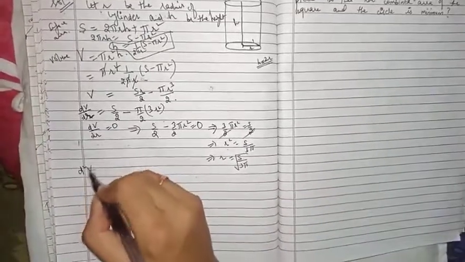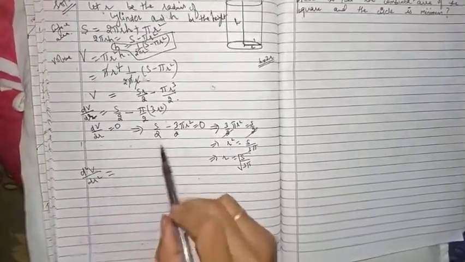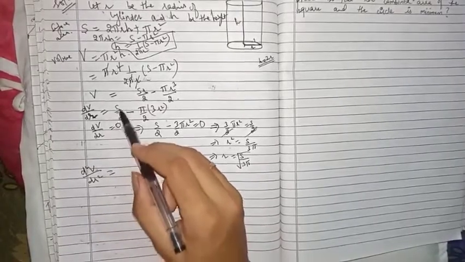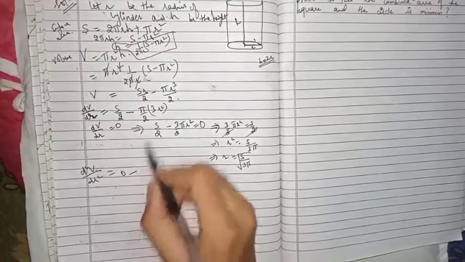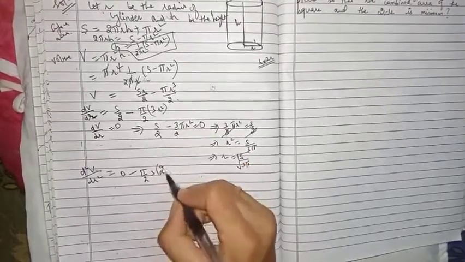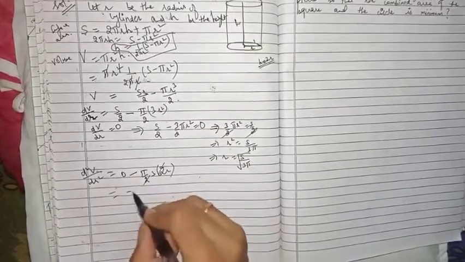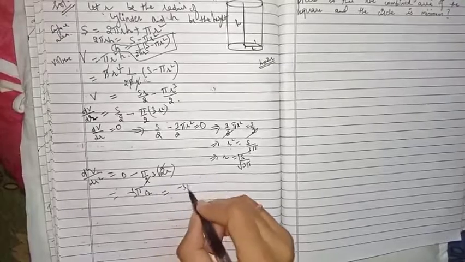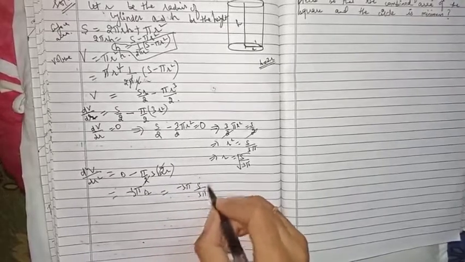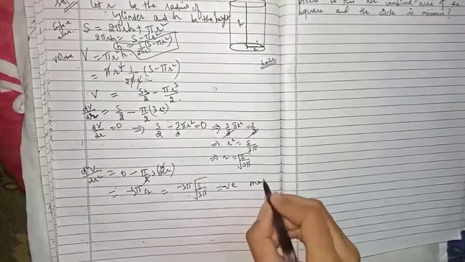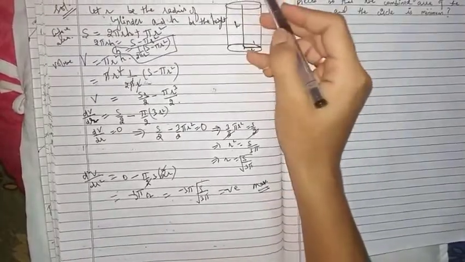Now I need to find the double derivative. What is my double derivative here? This is the first derivative. Double derivative will be, this is constant because surface area is constant, 0 minus pi over 2 into 3, derivative of r square is 2r, minus 3 pi times the root of S over 3 pi. This is negative. Negative means maximum. Maximum is done. Maximum portion is done.